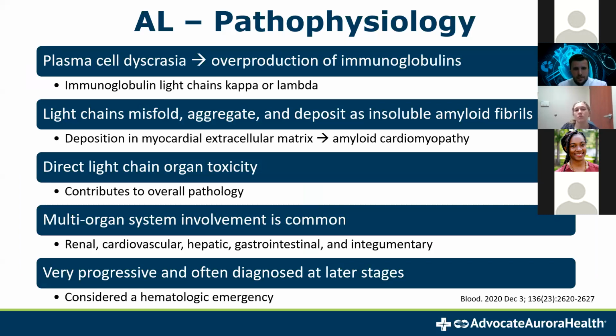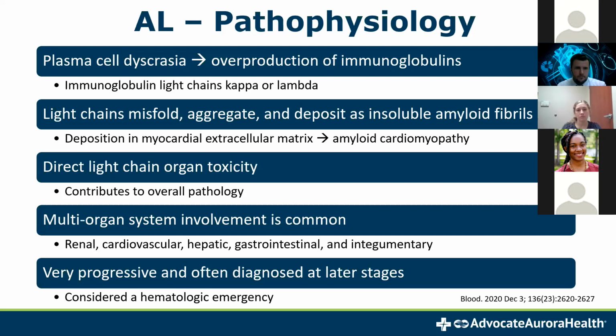For AL pathophysiology, as we mentioned, there is a plasma cell dyscrasia that's leading to an overproduction of immunoglobulin light chains, kappa or lambda. These chains then misfold, aggregate, and form amyloid deposits in the myocardium. In addition to this deposition, the light chains are also directly toxic to the cardiac myocytes, which contributes to the overall pathology. It is a multi-organ system hematological disease, with the kidney and heart predominantly affected. The heart is affected in about 60 to 70% of cases.